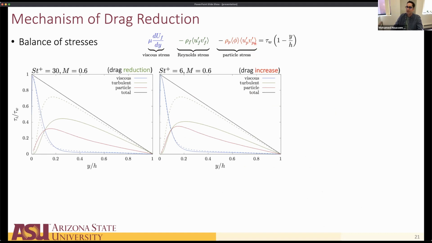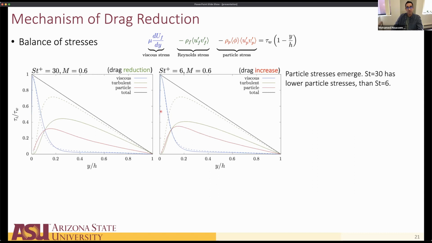Okay, so this is actually quite similar to what happens with polymers, because you would also have a polymer stress term. So these are the plots for the drag reducing and drag increasing cases. What we see here in red is the particle stress. So that's why looking at turbulent stresses is not sufficient. You also have to consider these particle stresses.